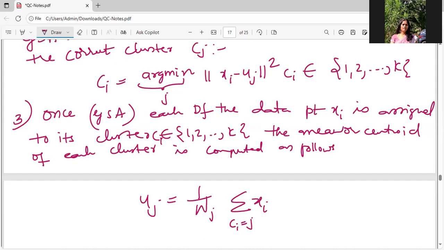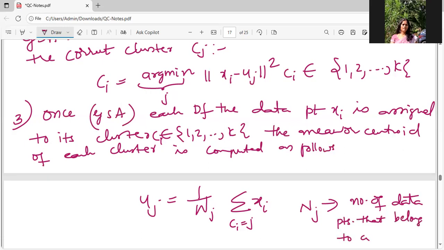The new centroids are being, or the new mean is being calculated. You can understand that it is exactly like our mean, not the weighted mean, the normal mean. What exactly is nj? The new thing here is nj. Nj is the number of data points. How many data points are there in each cluster? Divided by that only. It denotes the number of data points that belong to a cluster.